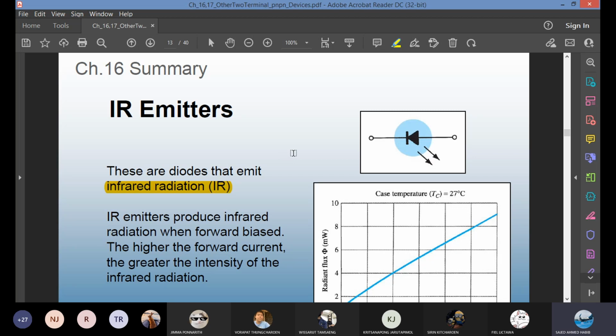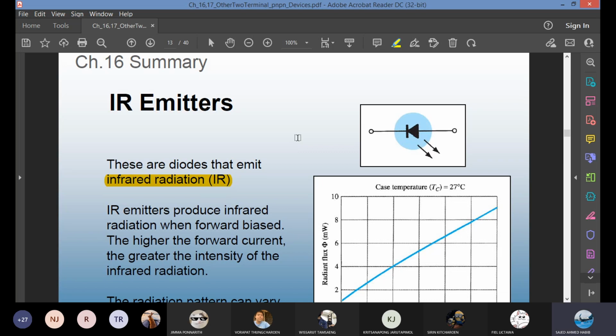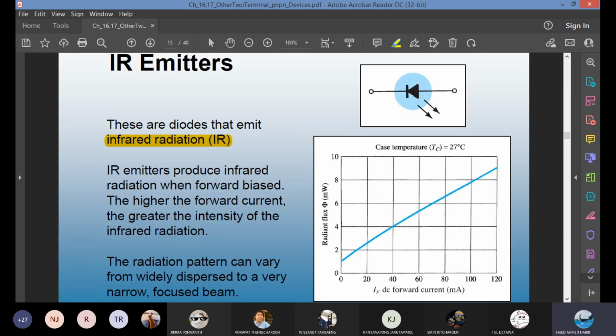When they are forward biased, not sure if this picture should be reversed or not, they produce infrared radiation. The higher the forward current, the greater the intensity. On the x-axis you have forward current in milliamperes, DC current. The more the current, the more the infrared radiation. It is given in radiant flux. What is flux? Is it watt? No, it's not watt. What is the unit of flux? Do you know the unit of flux? Weber, milliweber.